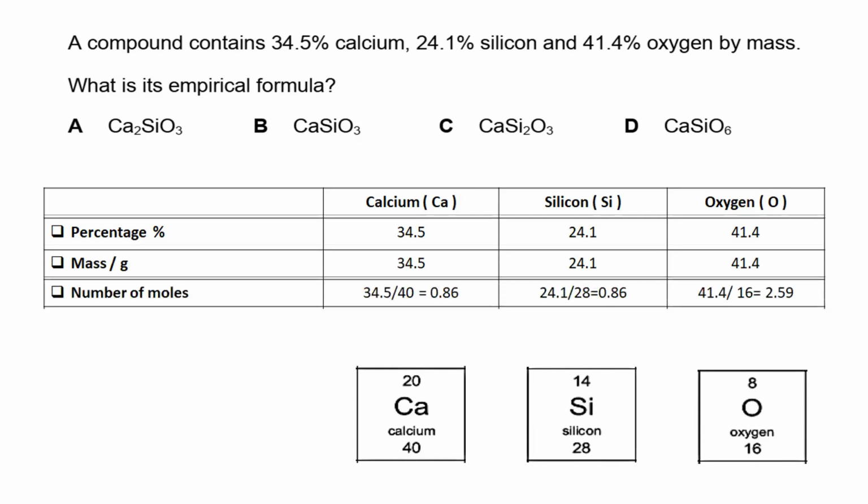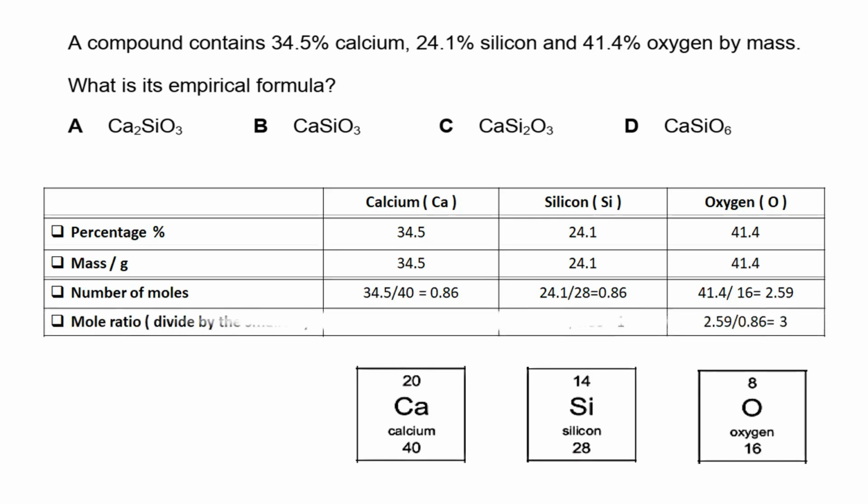So, number of moles, divide given mass for each element by AR for each element. So 34.5 divide 40 equal 0.86. For silicon, 24.1 divide 28 equal 0.86. Okay. For last element, oxygen, 41.4 divide 16 equal 2.59. Okay. Next step. To obtain more ratio, divide by smallest.